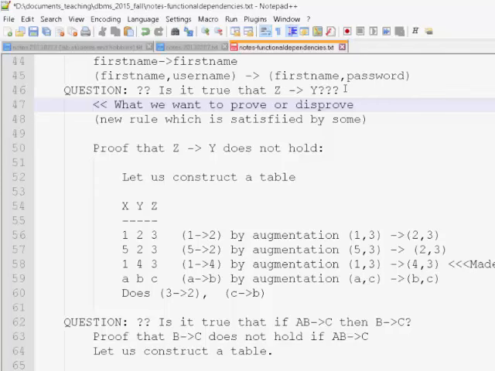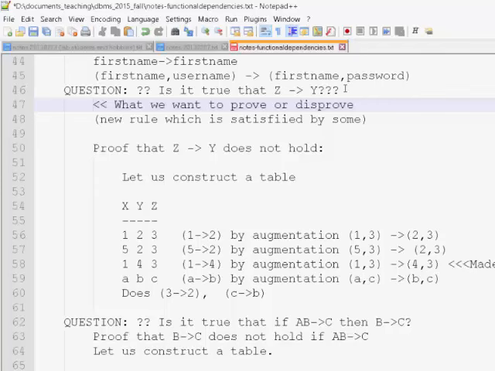So here, I'll try and list, so someone can say, for example, this is an example of augmentation. If 1 determines 2, someone can say, okay, then I can add 3 to each end. If X determines Y, I can add 3 to either end. So some of these show you that you can generate a lot of rules.